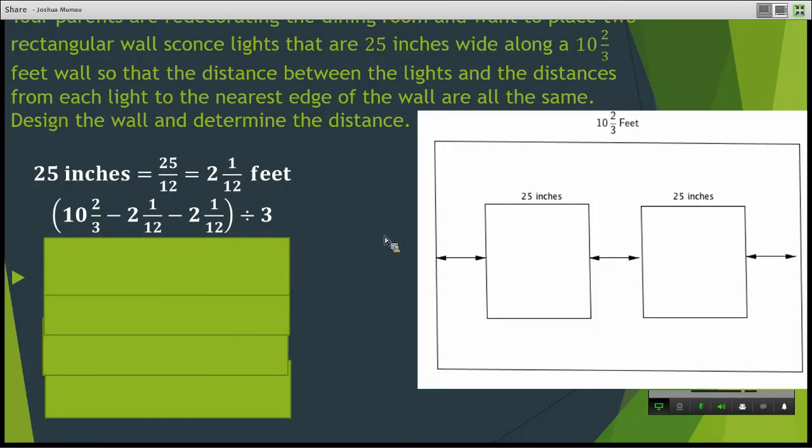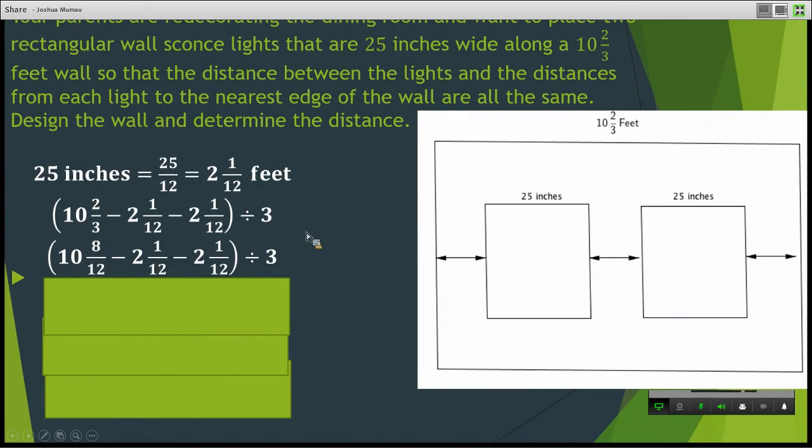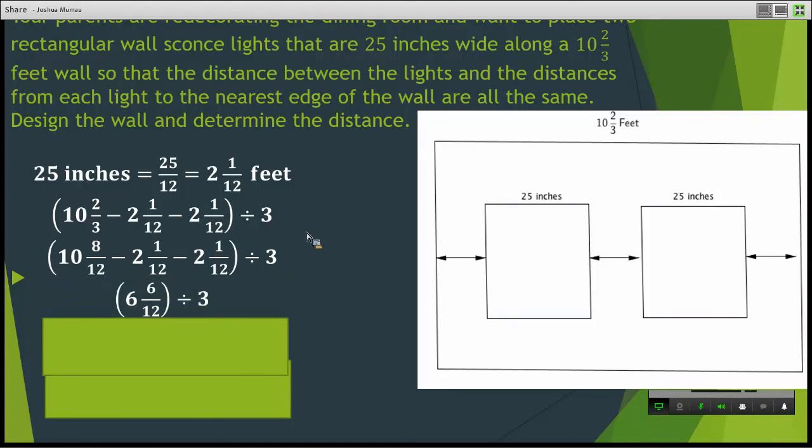So next, we're going to take the 10 2/3 feet and we're going to subtract the 2 1/12 feet, both of them, from 10 2/3. And then once we have that result, we divide it by 3 because we have 3 arrows. And we want to know the distance for 1. So if we were doing this by hand, we would want to convert the 10 2/3 to have the same denominator, so 10 8/12. 10 8/12 minus 2 1/12 minus 2 1/12. Now we can very quickly subtract those to get 6 6/12.